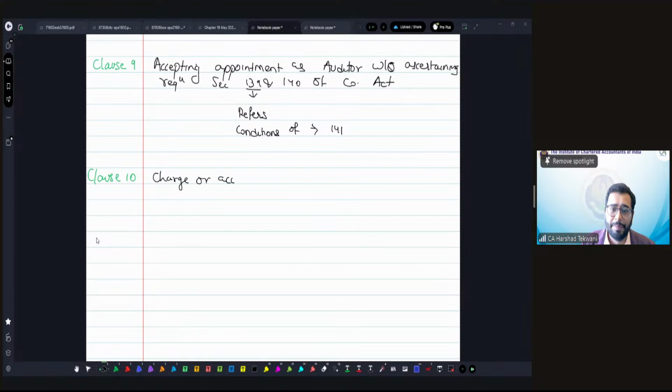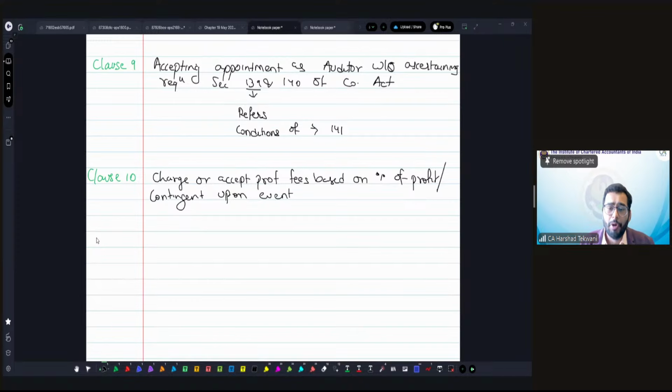So if you charge or accept professional fees based on percentage of profit or contingent upon the finding of that particular event, in that case you will be deemed to be held guilty of professional misconduct. Means either it is percentage of profit or contingent, you cannot charge it.